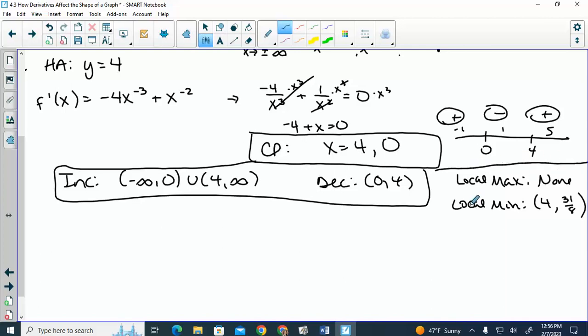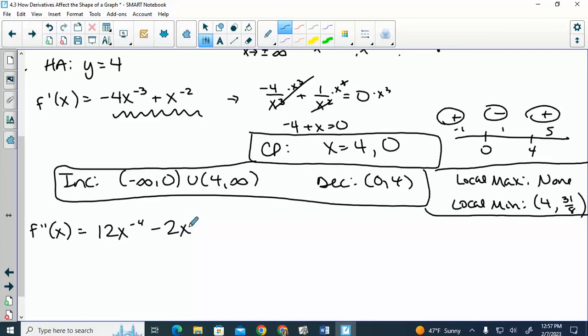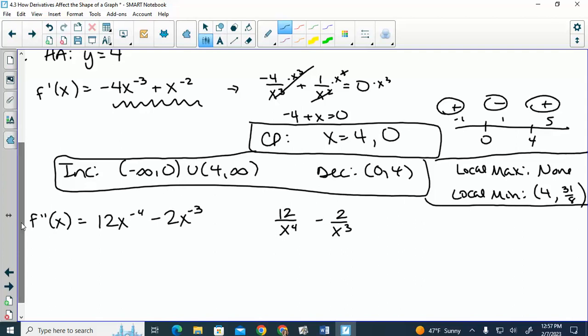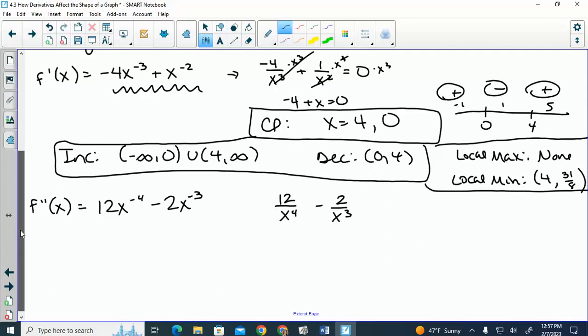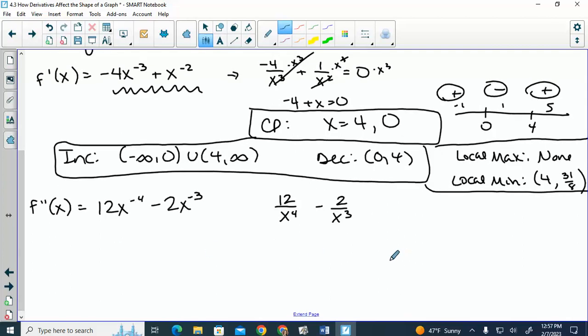How do we get inflection points? So I'm going to do my second derivative from right here. So that's 12x to the negative 4 minus 2x to the negative 3. And we need to know what makes that 0. Can you tell me right now what has to be a critical point? 0, because it makes it undefined.